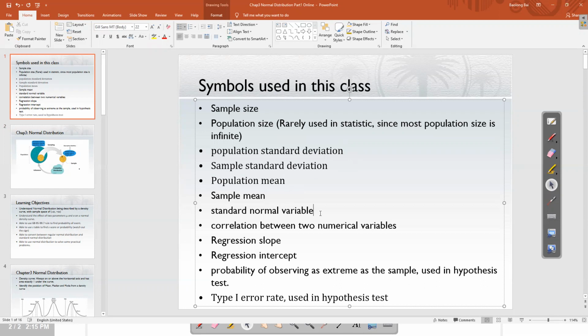Okay. Standard normal variable. So we're talking about normal distribution now. So this is Z, right? And correlation between two numerical variables, correlation small r, regression slope and the regression intercept, B1 and B0. And p-value is probability of observing a sample as extreme or more extreme than the sample you collected. It's a probability, right? And alpha is type 1 error rate. They're both used in hypothesis test. We're gonna get there pretty quickly.